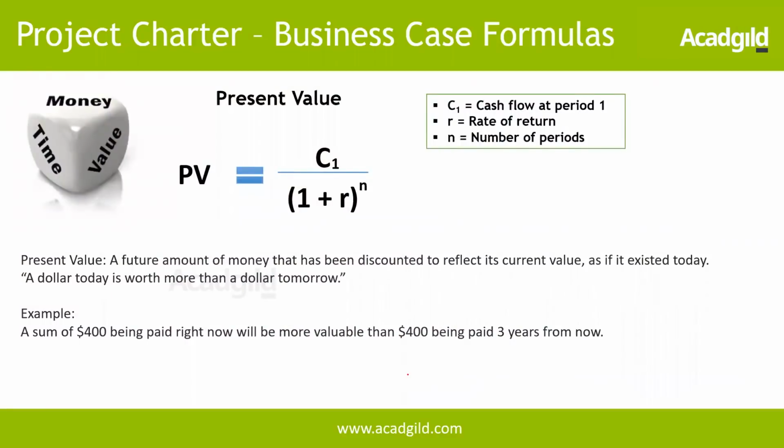A dollar today is worth more than a dollar tomorrow. For example, a sum of $400 being paid right now will be more valuable than $400 being paid 3 years from now, because we apply the discount factor or an interest rate here. That is present value.